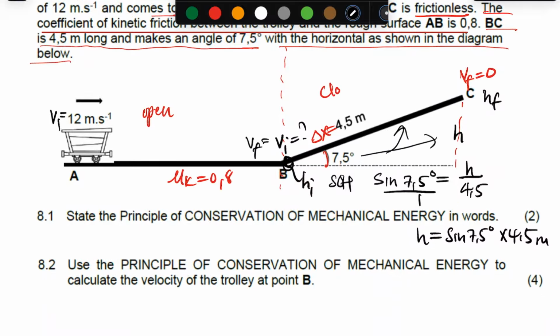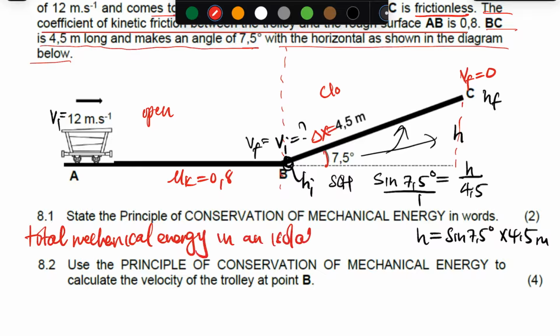Okay, now let's answer the question. State the principle of conservation of mechanical energy in words. The principle of conservation of mechanical energy says total mechanical energy in an isolated system remains constant, right? Total mechanical energy in an isolated system remains constant.